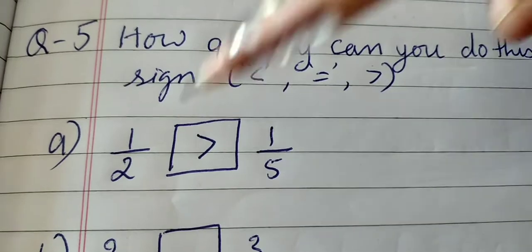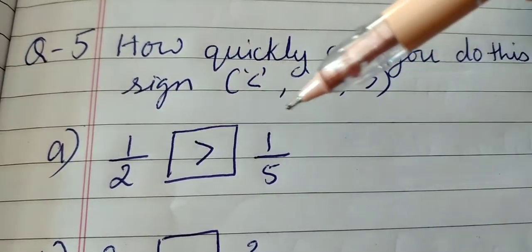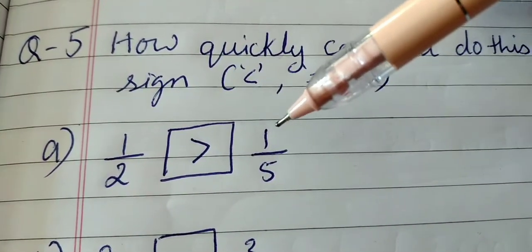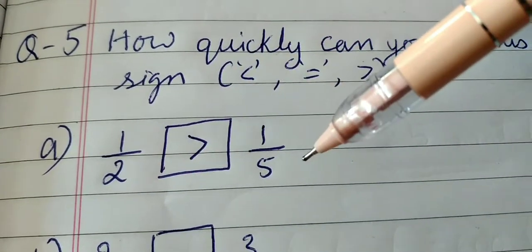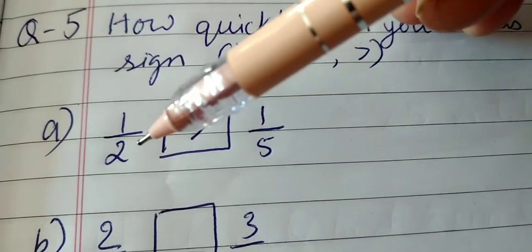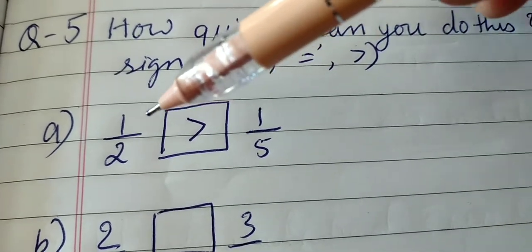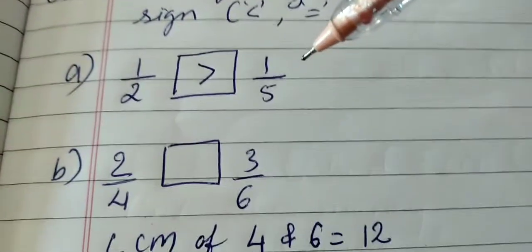Look here, you can see 1 upon 2 as I had explained you, and 1 upon 5 both are having same numerator. So looking at the denominators you can say that smaller the denominator, bigger is the value. 1 upon 2 is greater than 1 upon 5.